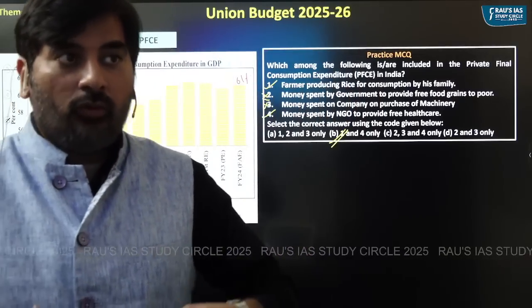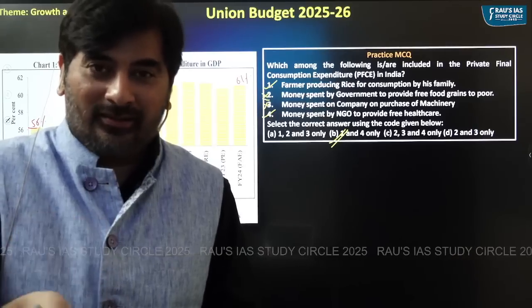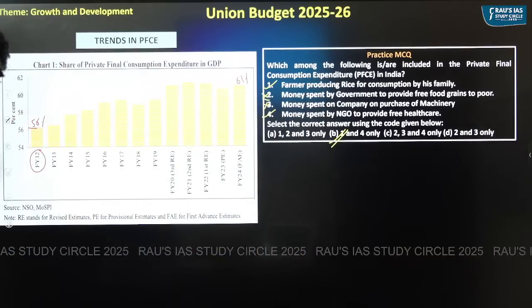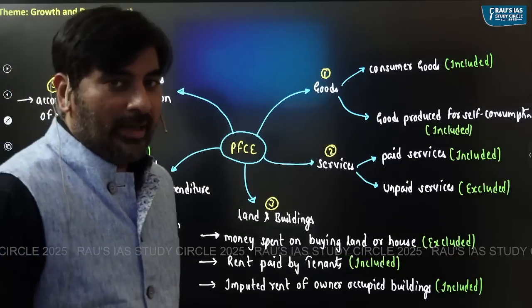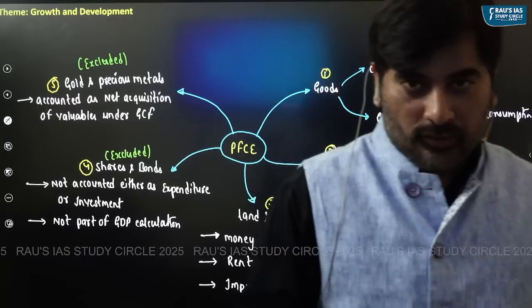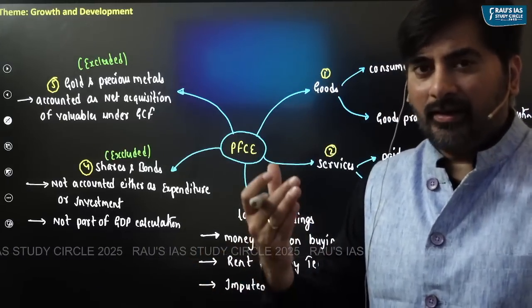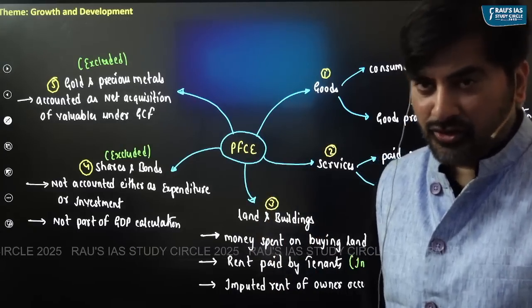Those of you who would want to know details as to what is included and what is excluded in private final consumption expenditure, you can just look at this particular mind map in which I have highlighted what is included and what is excluded. In fact, I do remember I have covered this topic in detail in the previous budget and economic survey discussion.